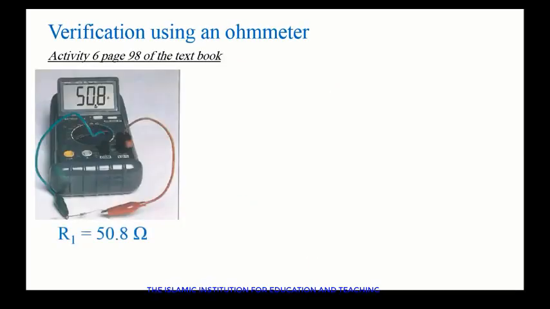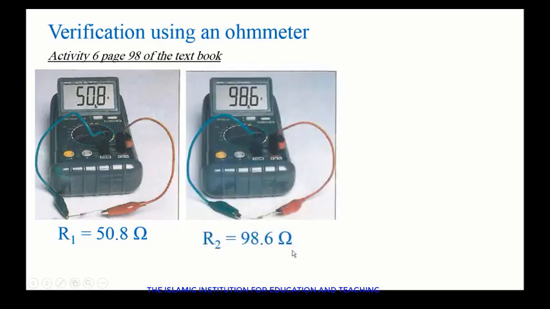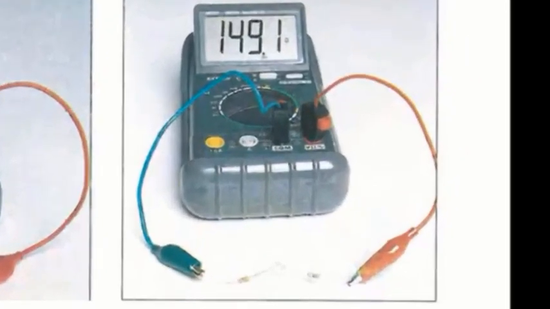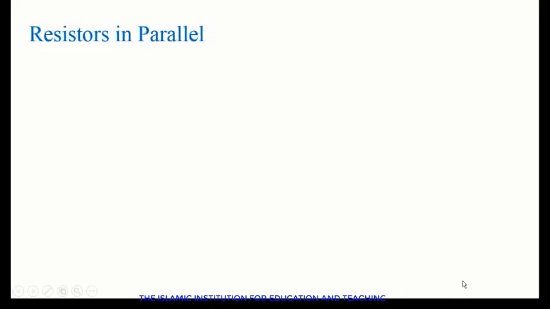Now let's verify this formula using an ohmmeter. Here the resistor R1 is connected to an ohmmeter to measure its resistance, it indicates 50.8 ohms. When R2 is connected to an ohmmeter, the ohmmeter indicates 98.6 ohms. Now R1 and R2 are grouped in series and their resistance is measured by the ohmmeter. The ohmmeter indicates RE equals 149.4 ohms, which is the sum of R1 and R2. Then the formula is verified.